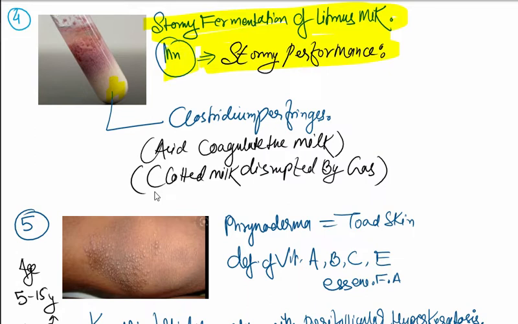Okay, so stormy performance. Then we have the bacteria Clostridium perfringens. This produces acid that can coagulate milk, and the clotted milk is disrupted by production of gas. That's why this looks like stormy fermentation. Okay, so from performance we remember perfringens.